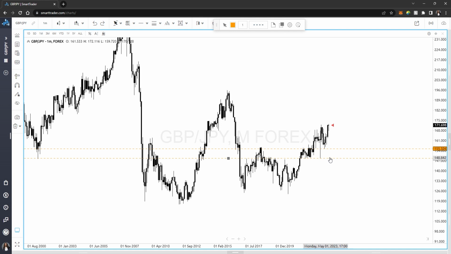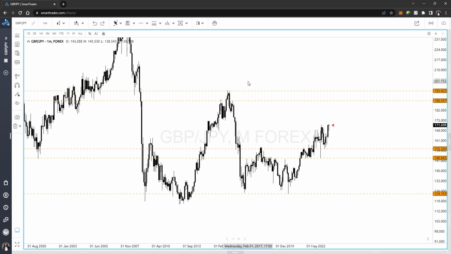So as I mentioned, I'm going to take a look at GBPJPY. I am using smarttrader.com in order to mark up my charts, and I really like it because of the smart tools that it has. It allows me to mark up just a little bit faster and a little more accurately.